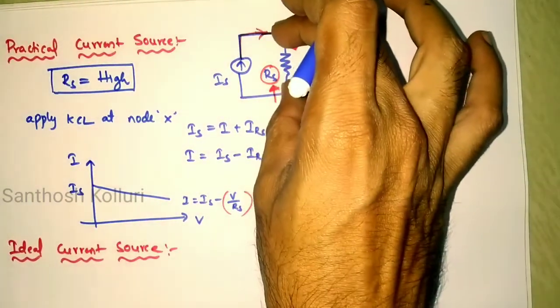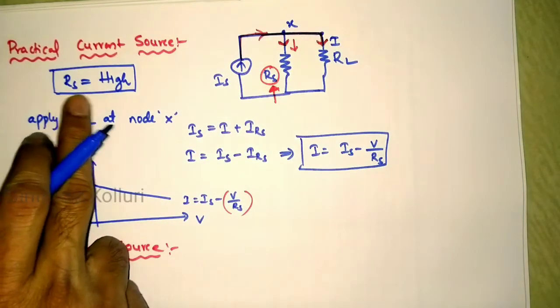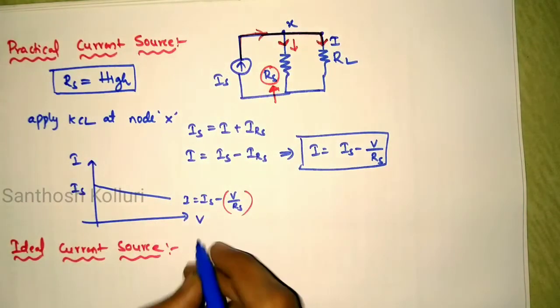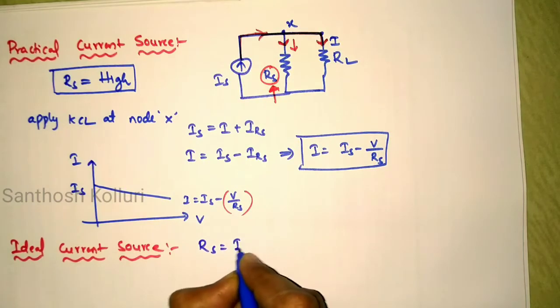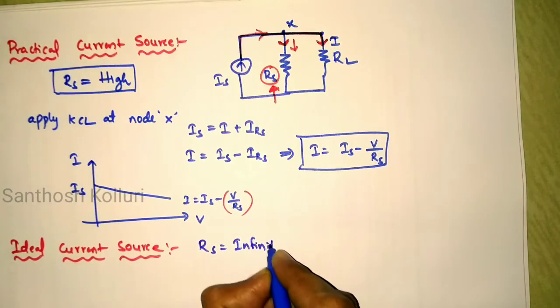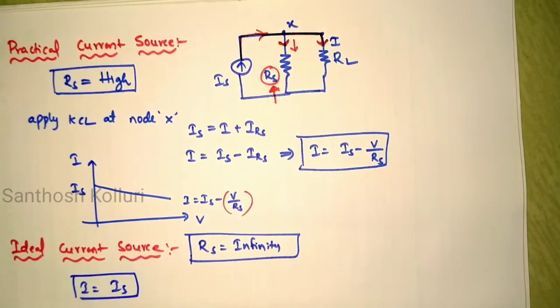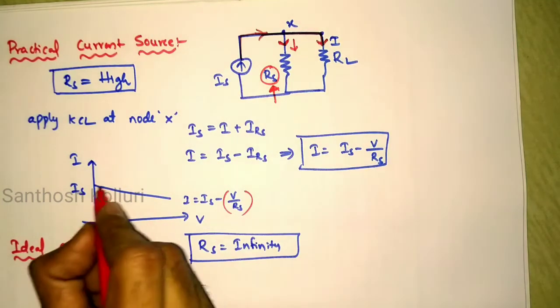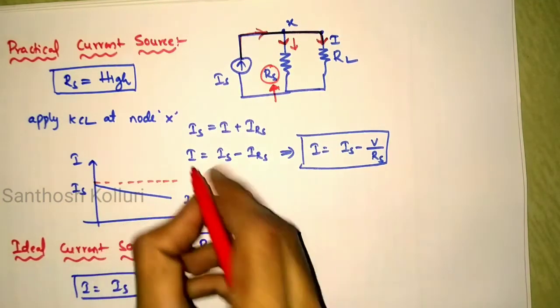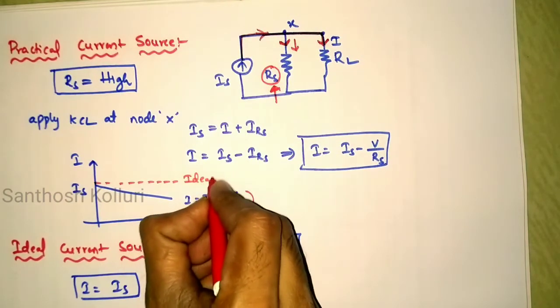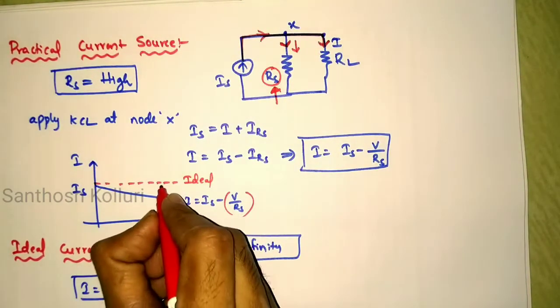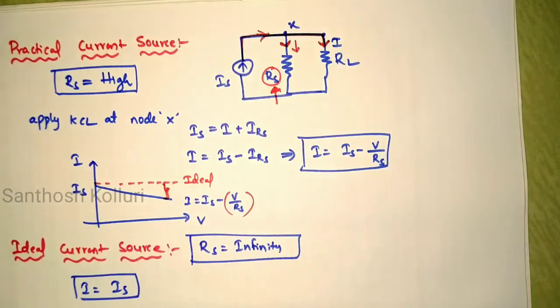Because our internal resistance value should be high, for an ideal case that should be infinity. So this is the maximum value of internal resistance such that the current flowing through this will be 0. Therefore, as long as the RS value is infinity, the load current will be equal to the source current. Now my graph will become like this. So this is for the ideal case, and this is the practical case, and this is the amount of current which is flowing through the internal resistance.